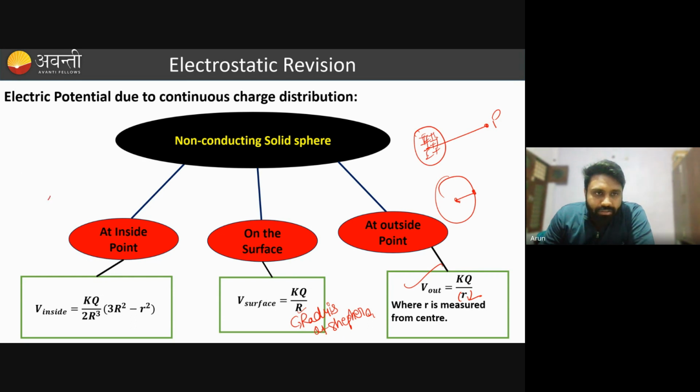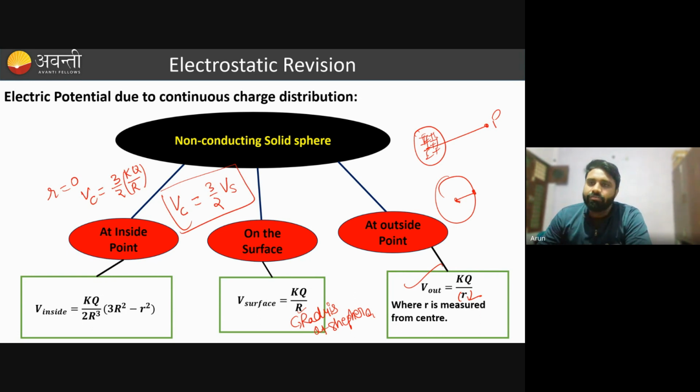If you put r equal to 0, which is at the center, V at center will become, this r will become 0. So only 3R square will be there. R square will cancel, 2 R cube. So it will be 3 by 2 times kq upon R, and kq upon R is the potential of the surface. So at the center, it will become 1.5 times the surface. Okay. So this is also a relation. You will remember it. Got it?